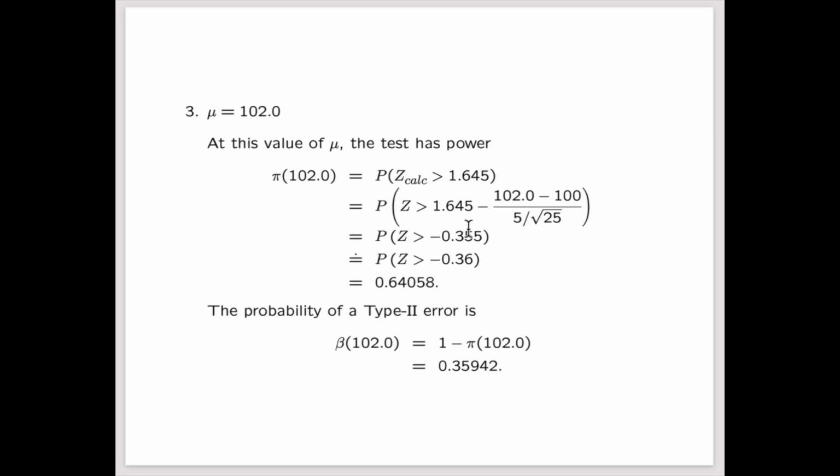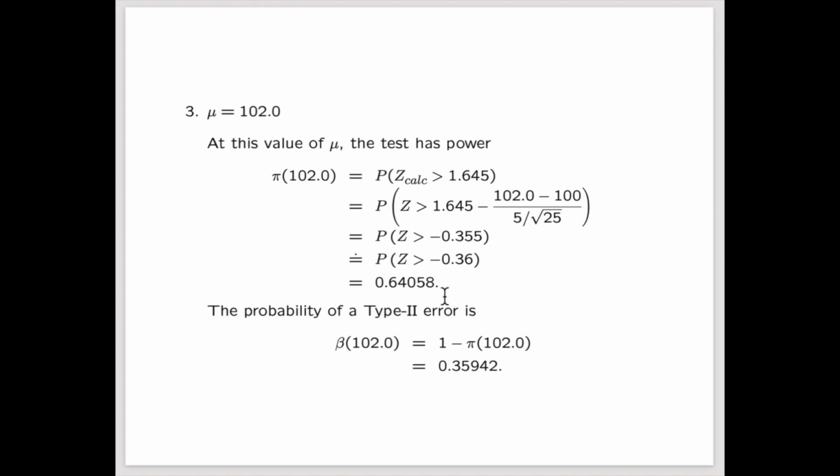All right, and so when we evaluate this quantity here, we get negative 0.355. We're again going to round that to 2 decimal places, and so the power function evaluated at 102 is approximately equal to the probability that z is greater than negative 0.36, and so when we look that up, we get 0.64058. So when mu is equal to 102, then we have about a 64, or 64.1%, chance of obtaining a sample that will lead us to correctly reject the null hypothesis and conclude that the alternative hypothesis is true.